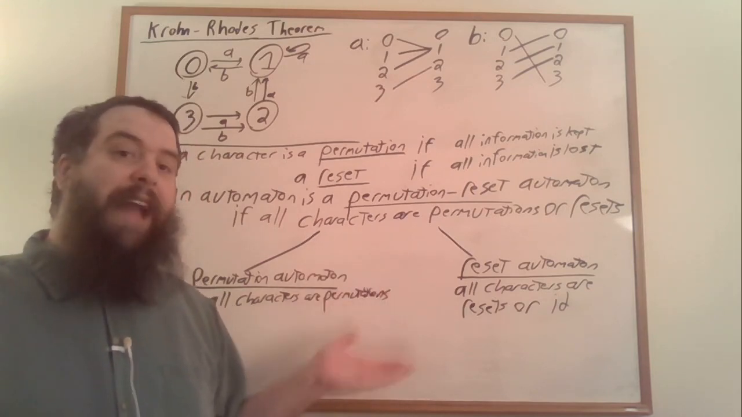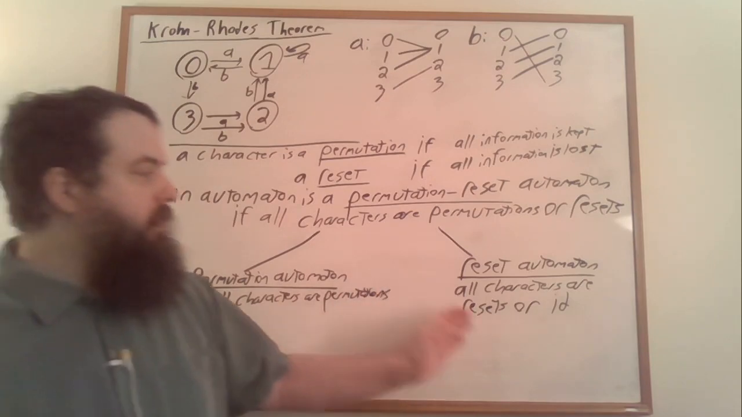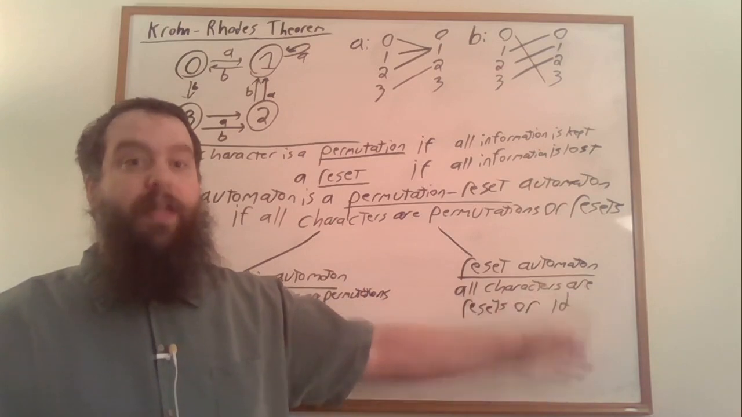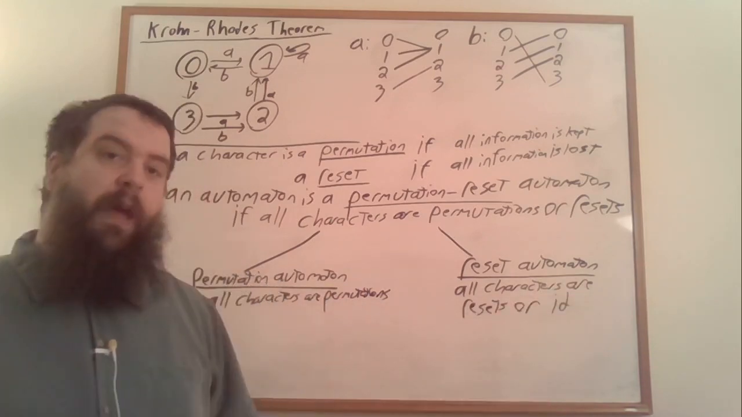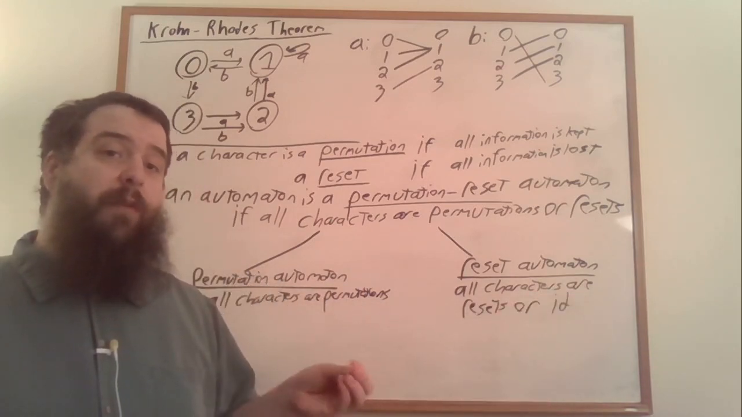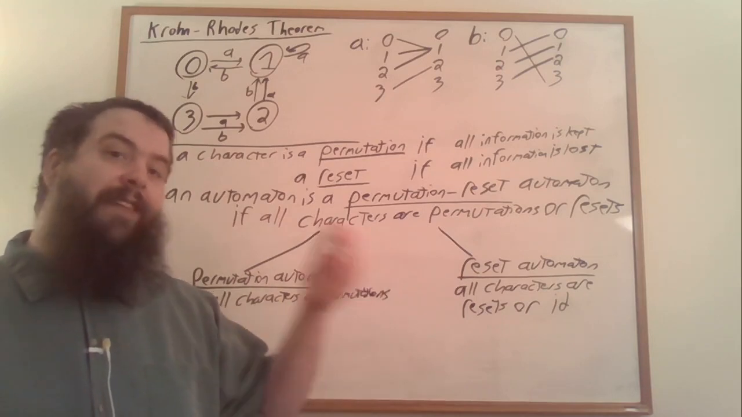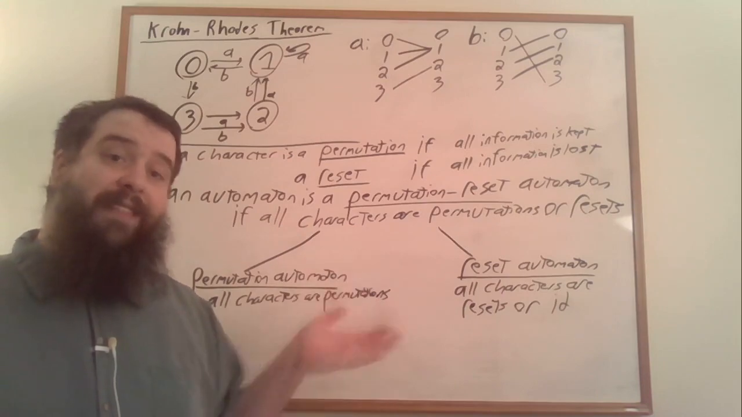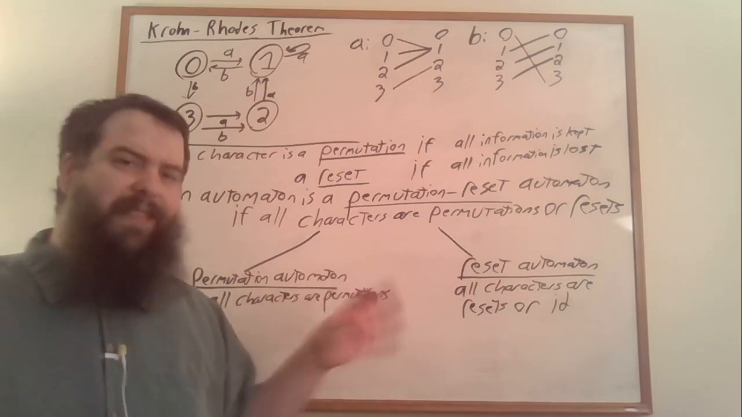So we want to add in as an option that reset automata characters can also act like the identity. They can also do nothing for the reset automaton. And so what that means is that the state of the automaton reflects the last reset input that the automaton read. And that's kind of interesting. That acts as like a piece of memory.